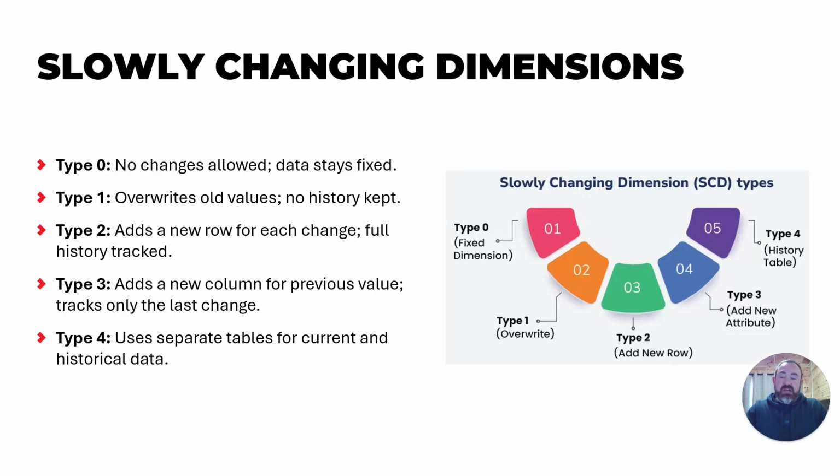Slowly changing dimensions. Now, there may be questions about types that pop up in the DP 700. The ones that I've seen, it tends to be asking a question about type 2. So type 0, no changes allowed, the data stays fixed. Type 1 overwrites old values, so we don't keep the history there. Type 2 is the main one, and that adds a new row for each change, and the full history is tracked. Type 3 adds a new column for the previous value, tracks only the last change, and Type 4 uses separate tables for current and historical data.